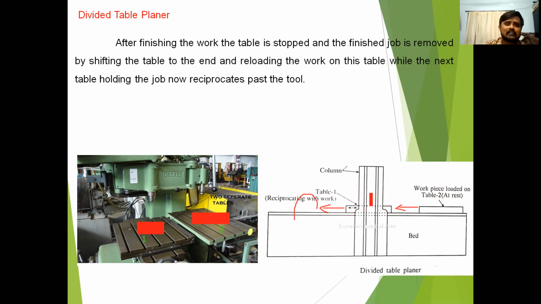Because of this arrangement, we can reduce the wastage of time. So it will affect the production rate. That's why the dividing table planer is used for mass production.